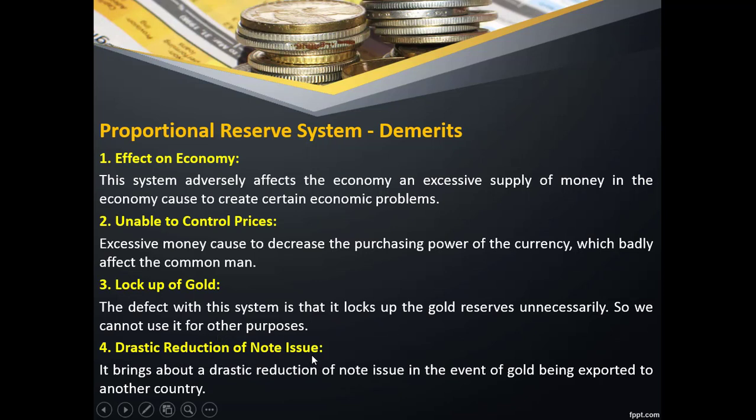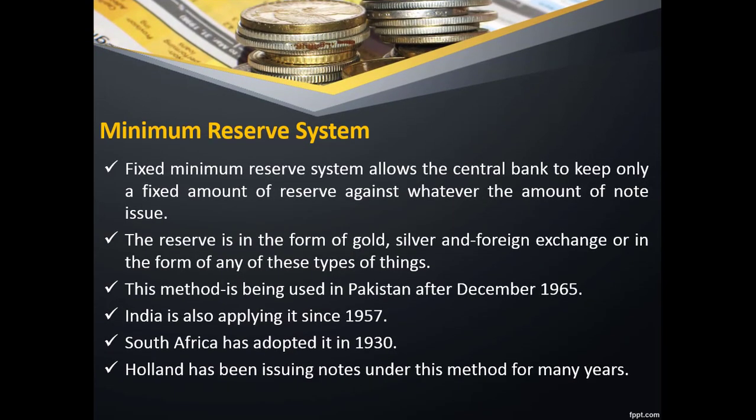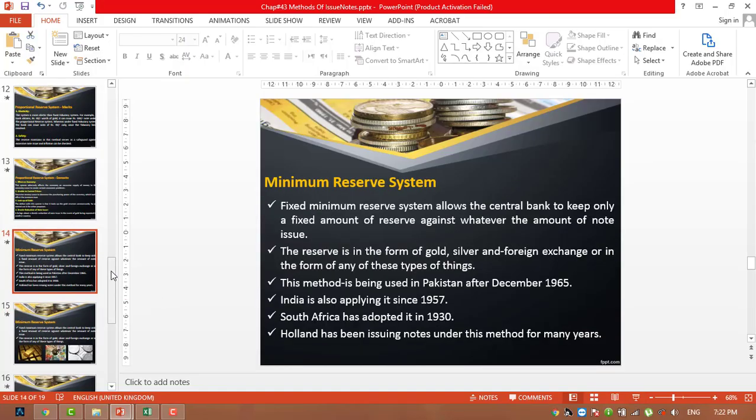Drastic reduction of note issue. It brings about a drastic reduction of note issue in the event of gold being exported to another country. If the government is going to export all the gold outside the country, what will be the result? Reduced supply of notes issued in the country. Both are interrelated. If you export the gold outside the country, the government needs to reduce the notes issued in the country. So guys, these are the merits and demerits of the minimum reserve system.